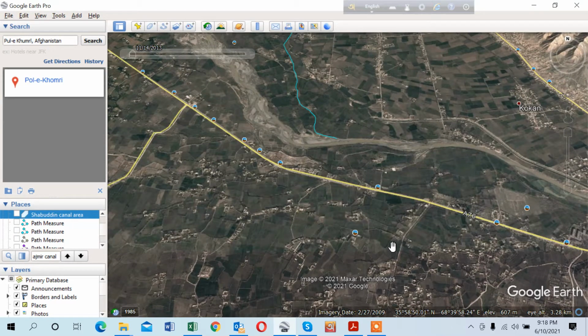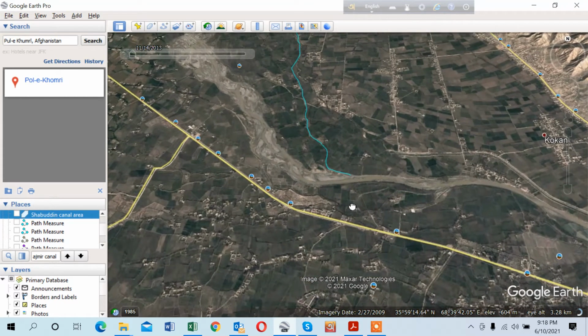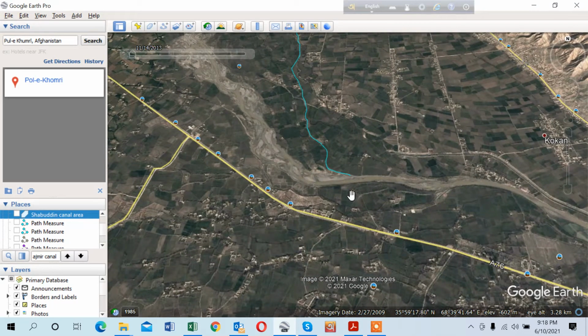Hello, today I will discuss with you the irrigation planning through use of Google Map. Here we will show you how we make irrigation planning of the Shahabuddin Canal, which is situated near Pulekumri city. It is 12 kilometers from Pulekumri city towards Mazar-e Sharif.